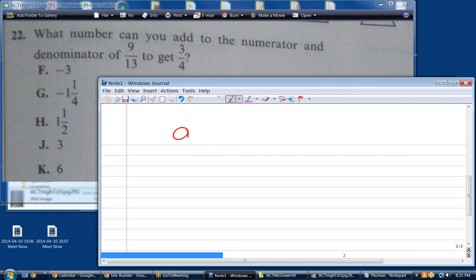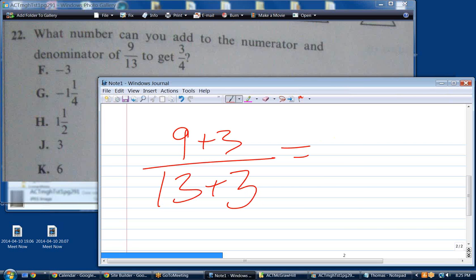Right. Let's see if 9 plus 3 all over 13 plus 3, is that equal to 3/4? And if it is, that's the answer. What is it equal to? 12/16. Which is 6/8, or 3/4. Which is 3/4. There's your answer.